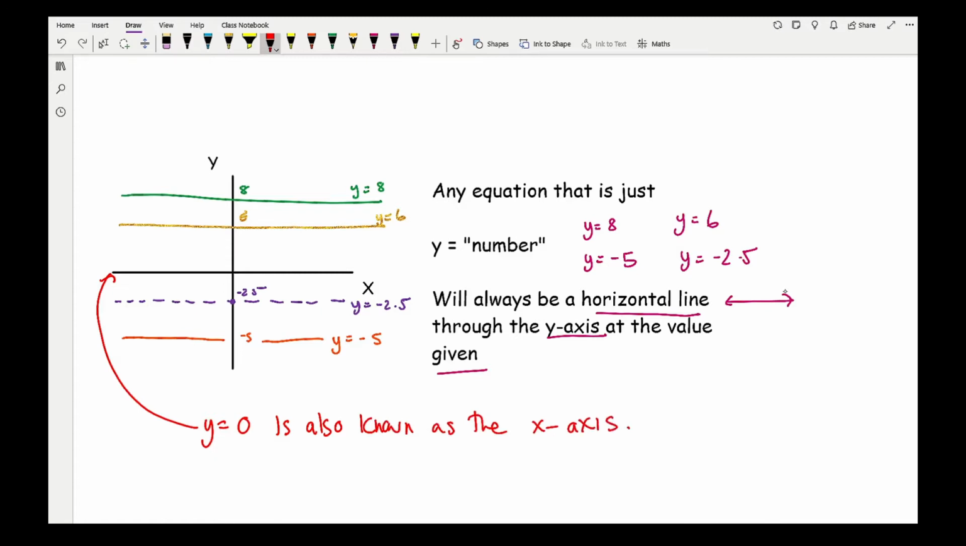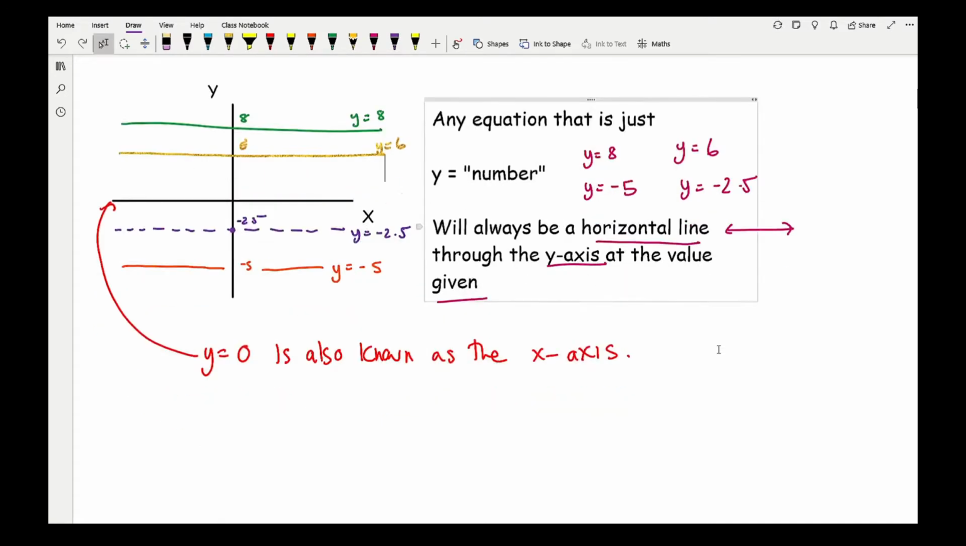the x-axis. So any horizontal line would always be y equals and whatever number it goes through. Any vertical line will always be x equals and then whatever value it actually goes through.